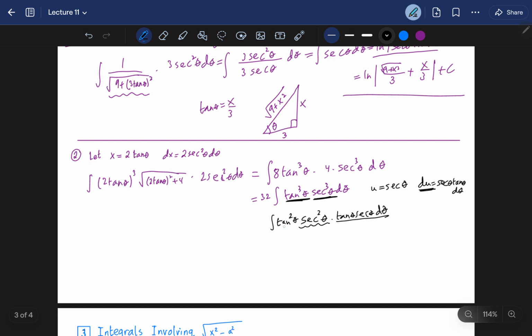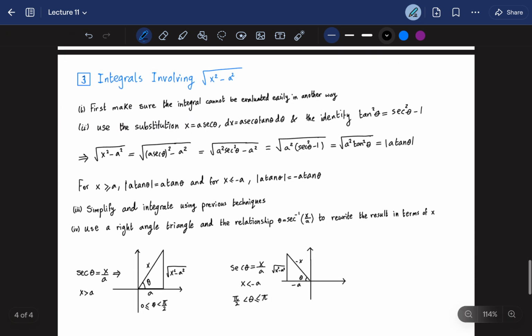This is my u. And we know that tan squared is just secant squared minus 1. So I can just put it in terms of u. So this is 32 times the integral of u squared minus 1 times u squared du. You distribute and integrate and do the regular substitution, plugging x back in using the triangle.